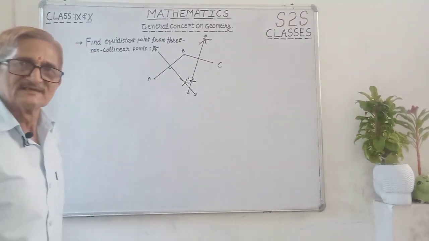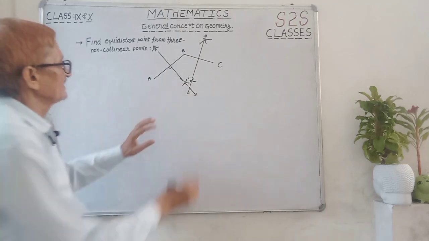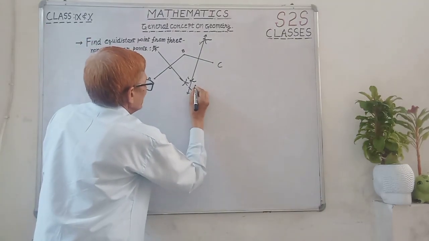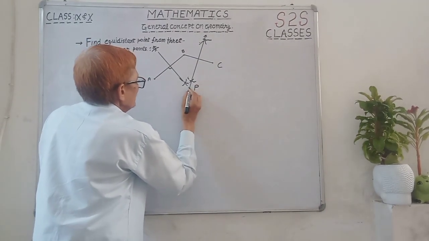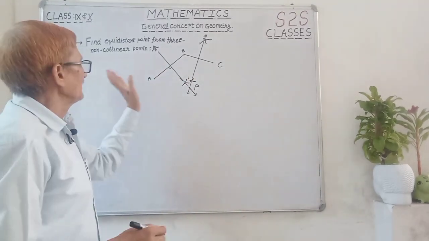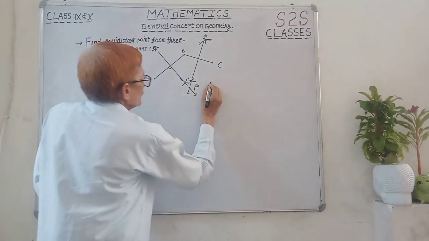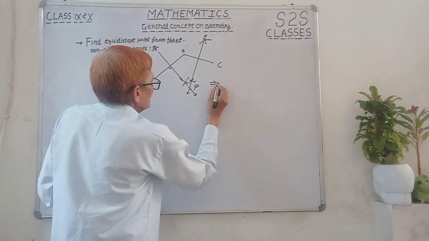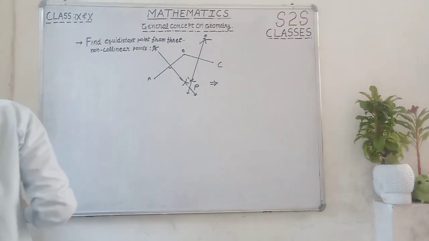A line will be there, put arrows on both sides, then where they intersect, that will be the common point. Let this be P, and this point P will be at equal distance from B, from C, and from A, the same distance.